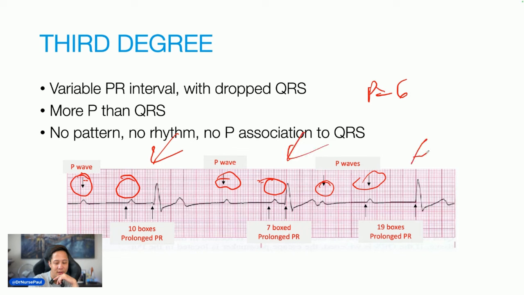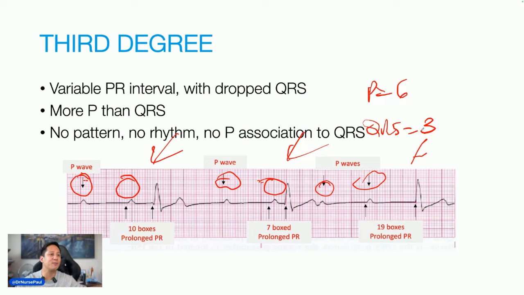1, 2, 3. Are there more P's than QRS? Yes or no? That's your indicator that it's third degree. It's actually so easy to see, because as soon as I see a third degree, I know it's a third degree. You know why? Because I see more P's. There's a lot of P without QRS. That's it. And it's super prolonged.